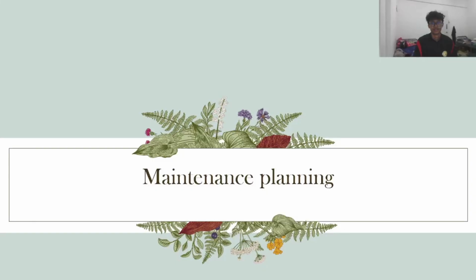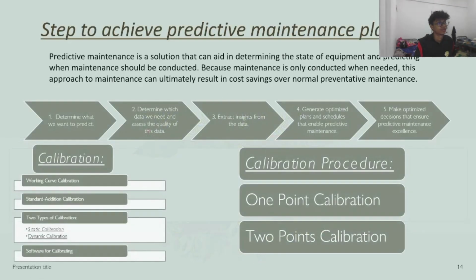Over. Next, I'll be explaining about the maintenance planning. These are the steps to achieve the predictive maintenance planning. But before that, I will explain to you about predictive maintenance. Predictive maintenance is a solution that can aid in determining the state of equipment and predicting when maintenance should be conducted. Because maintenance is only conducted when needed, this approach to maintenance can ultimately result in cost savings over normal preventive maintenance.